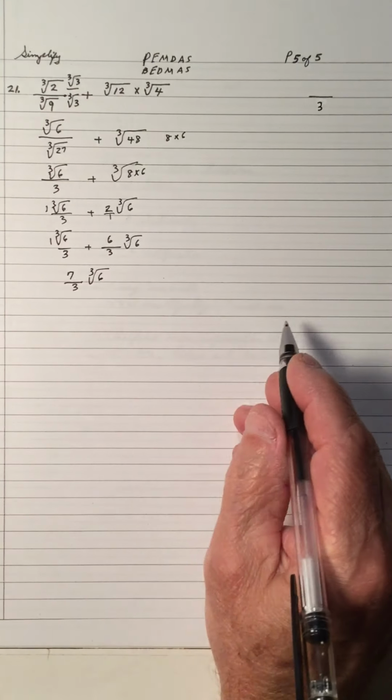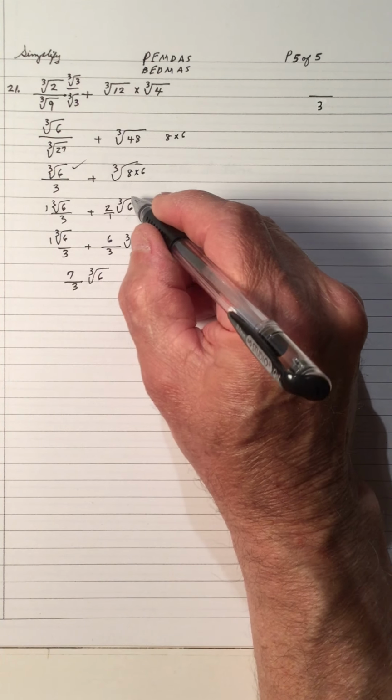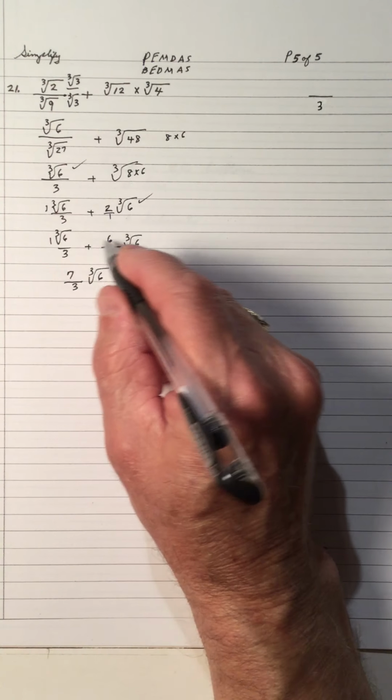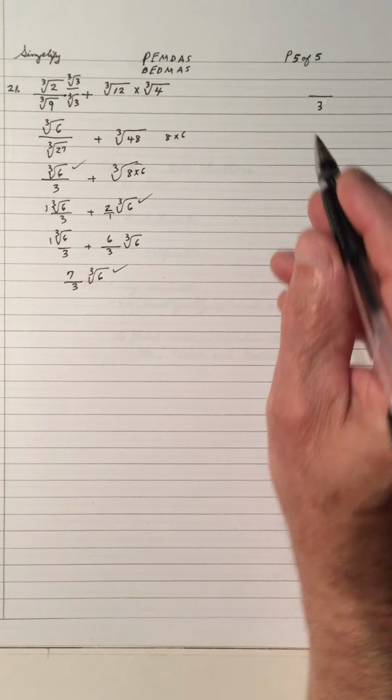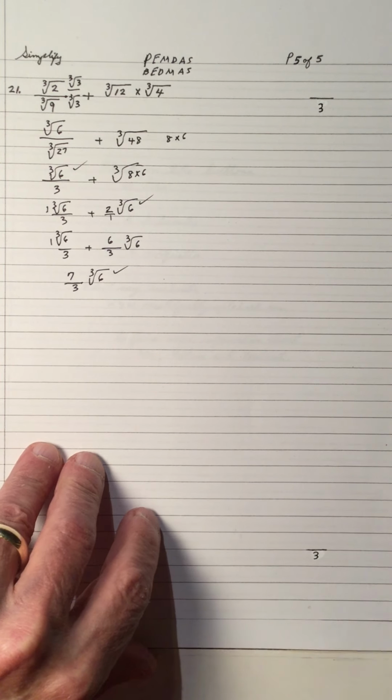Cube root 6. So, if you simplified to here, you got a mark. If you simplified to here, you got a mark. And if you added these correctly with the fractions, you got your mark. 3 marks altogether. And put the mark on the bottom.